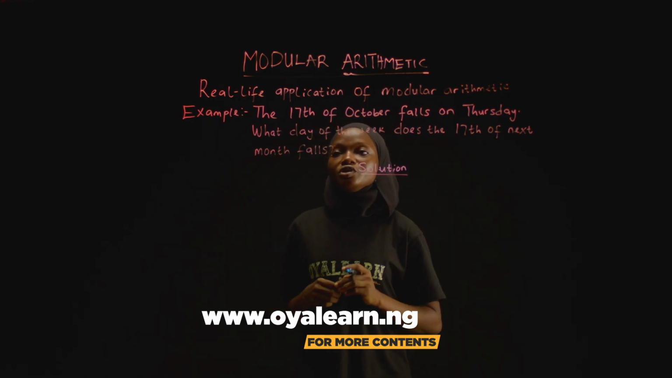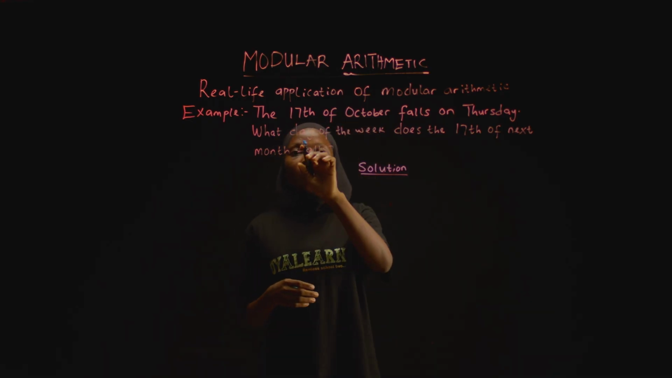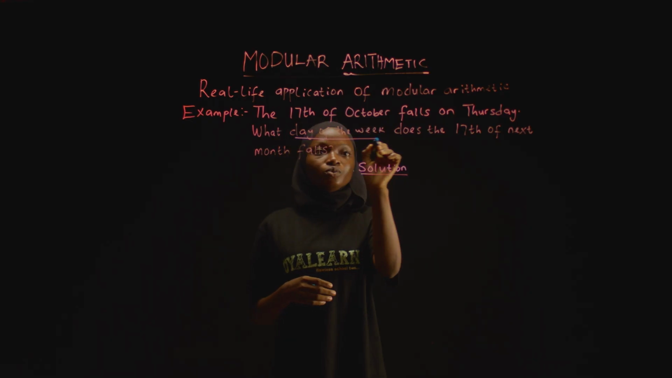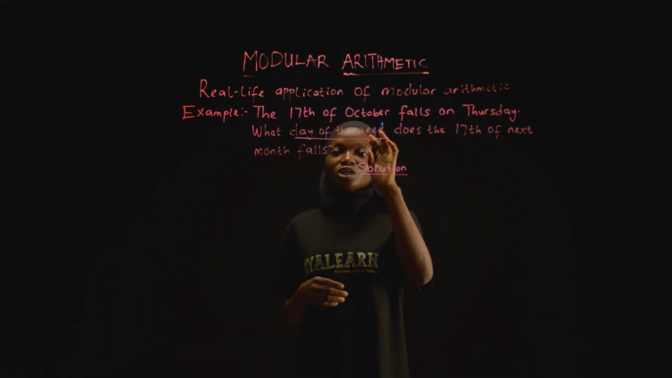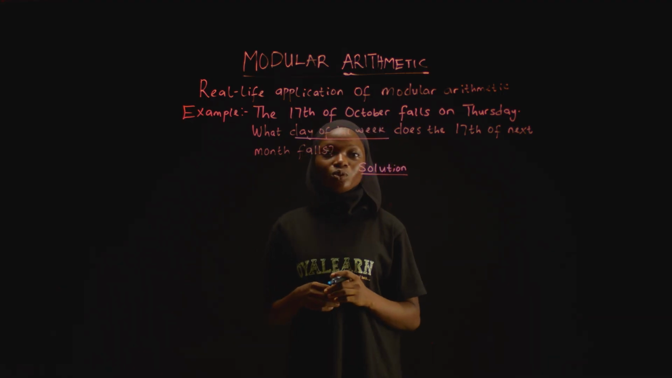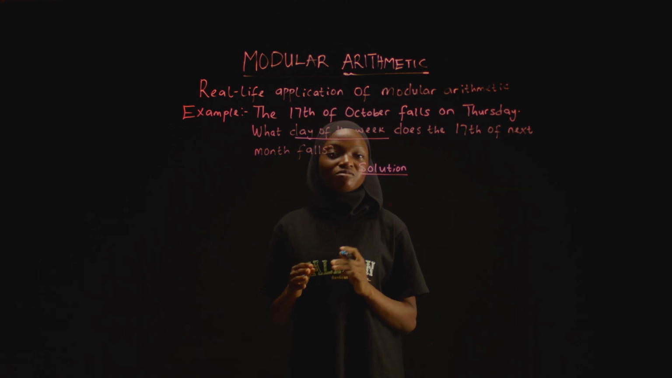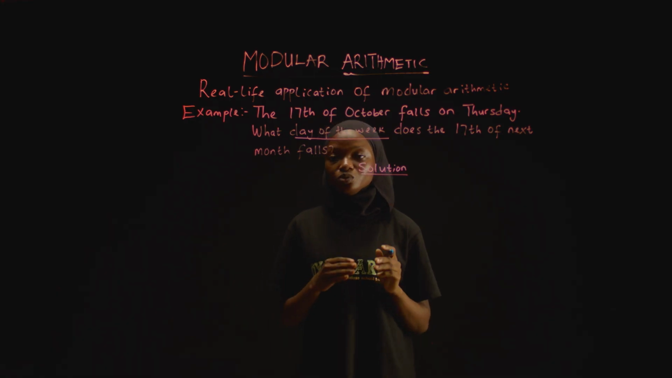The first thing we have to figure out is what we are looking for. We are told to find the day of the week. Now, because we are trying to find the day of the week, that means we'll be working with mod 7 because we have 7 days in a week. So let's give each day of the week a specific number in mod 7.